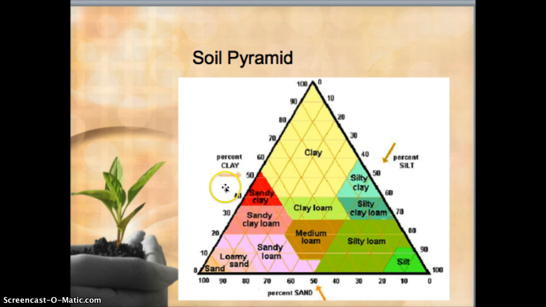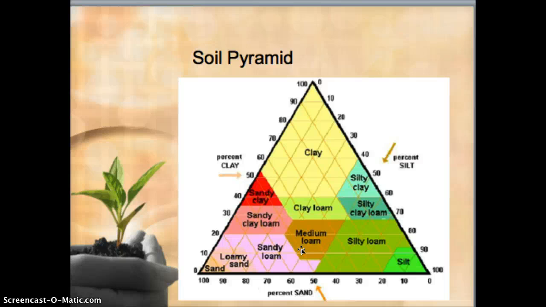So over here, if you're in this region, you have a sandy clay soil. Over here you have a silty clay soil. In the middle you've got a clay loam. Here you've got a medium loam. And this is really pretty much the type of soil that would be the best for most purposes. Again, some things do tend to like a little bit more sandy soil. This chart is probably a little bit confusing.